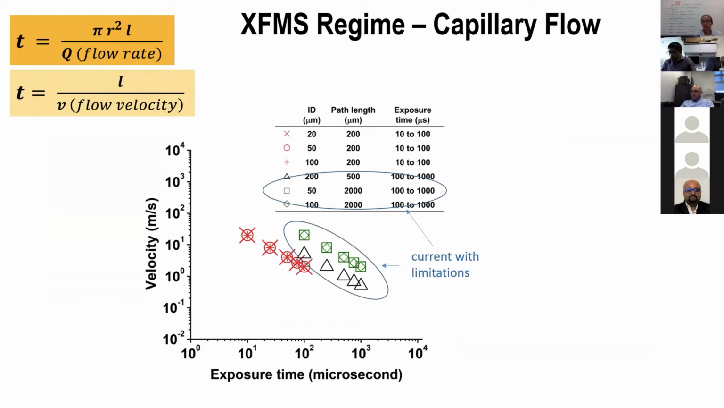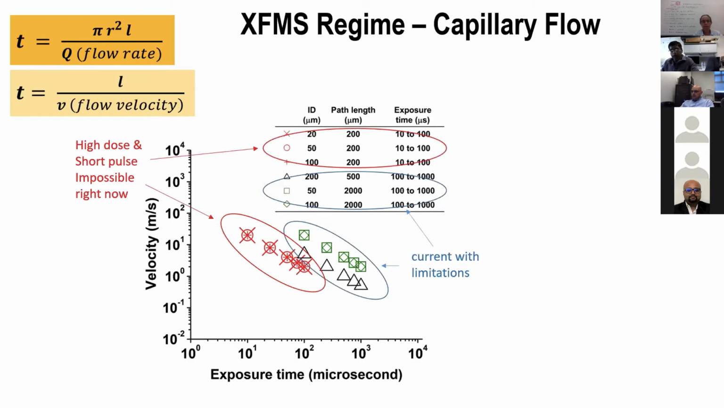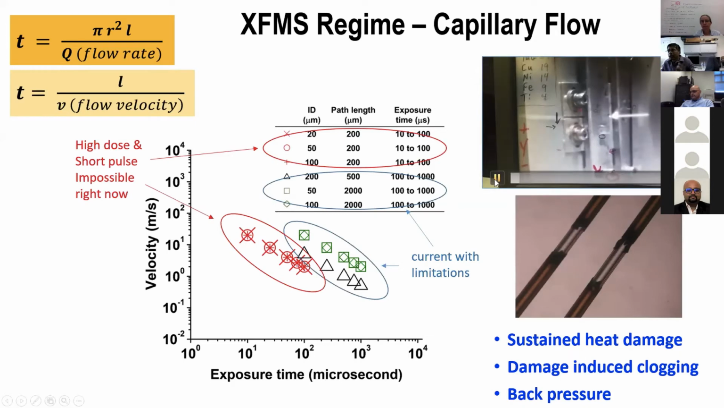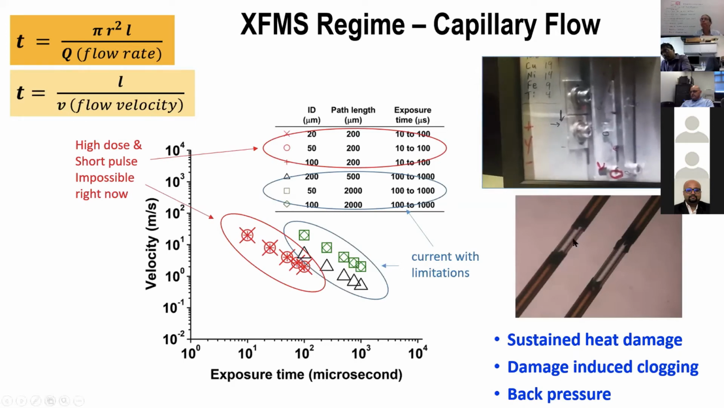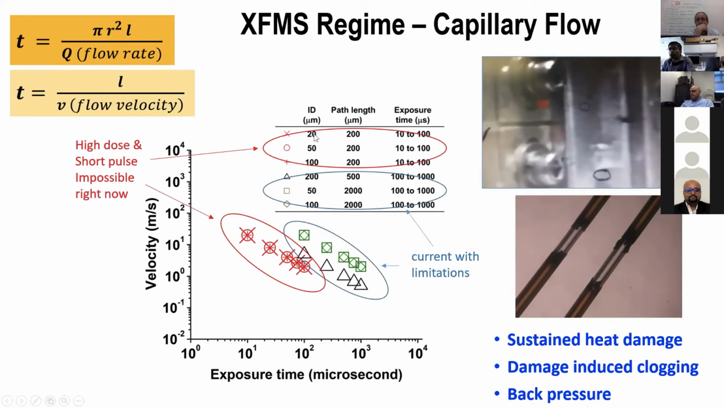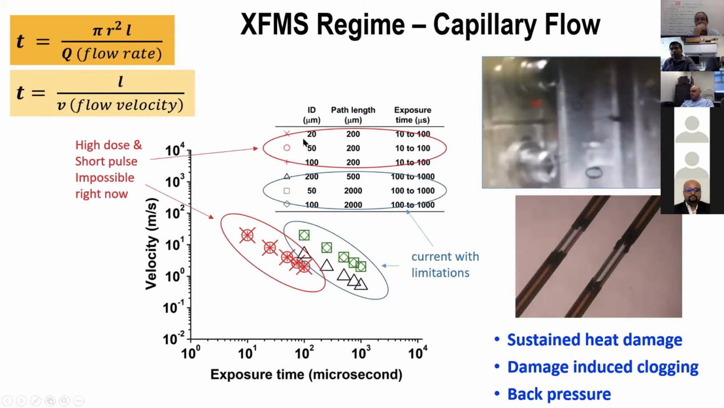Also, when you go for this capillary, there's radiation damage. I can show you in this video how the capillary gets burned. In this picture, you see there's heat damage and a blackening of the surface. These are the problems. Because of them, you cannot go for a narrower ID and get a shorter exposure time, like 10 to 100 microseconds, even though we have the capability of the focused beam.